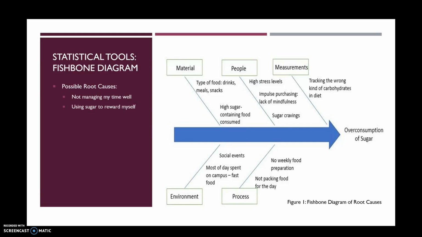The people includes myself and why I made the decision to eat sugar in the first place. And also the process was very important, not packing food for the day and not preparing food for the week was a very big part of why I was eating a lot of sugar. Of course, the environment, the materials, and measurements were also very important, but I did decide that my possible root causes were not managing my time well and using sugar as a way to reward myself.